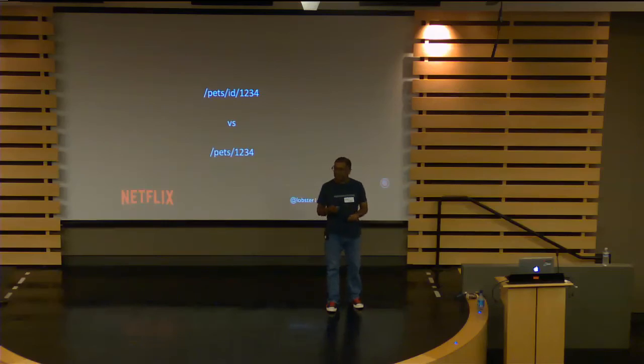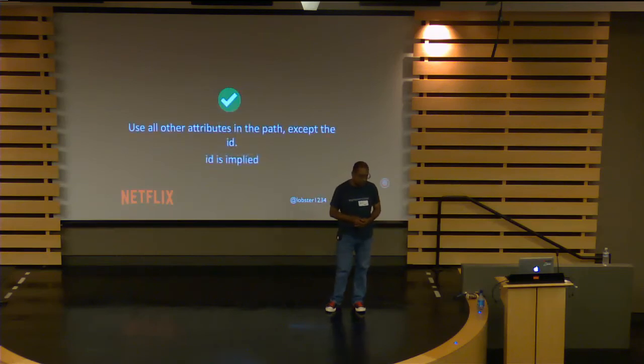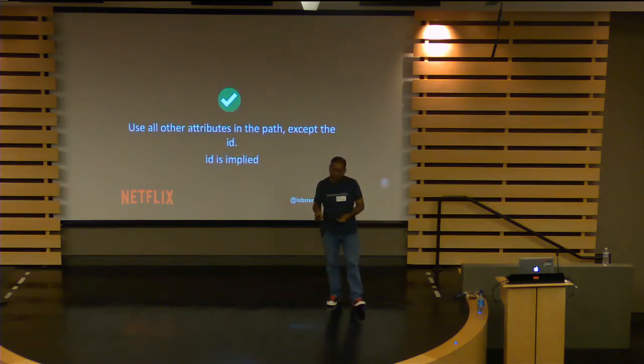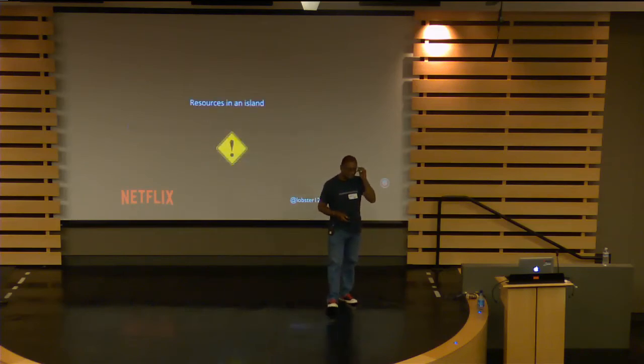Let's go with the convention that if I don't pass anything, it has to be an ID. It can't be anything else, right? So use all other attributes in the path except the ID. ID is kind of implied. This is like one thing which can save you 2 characters on that long path, right?